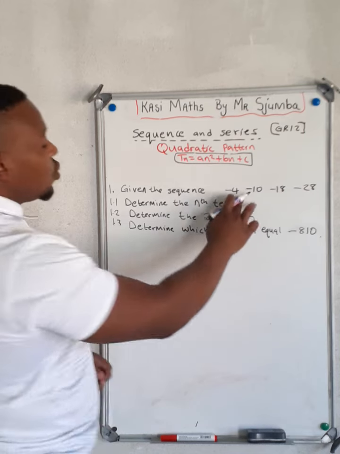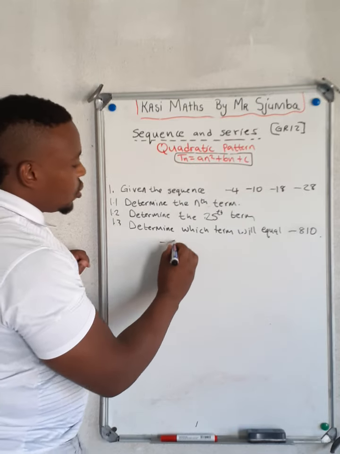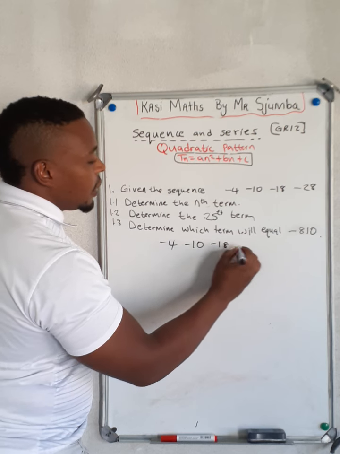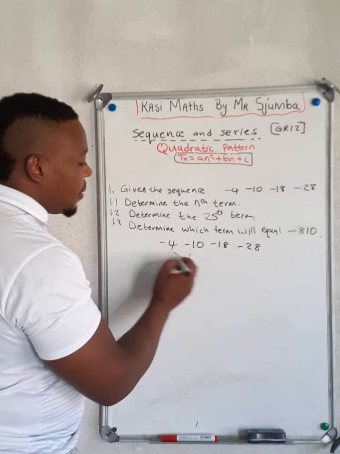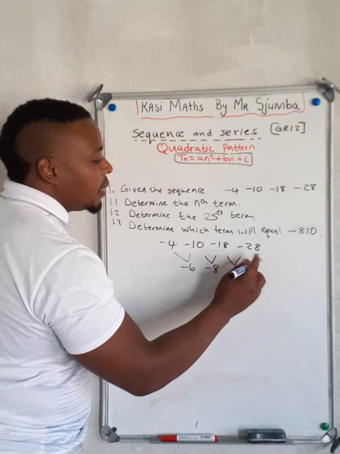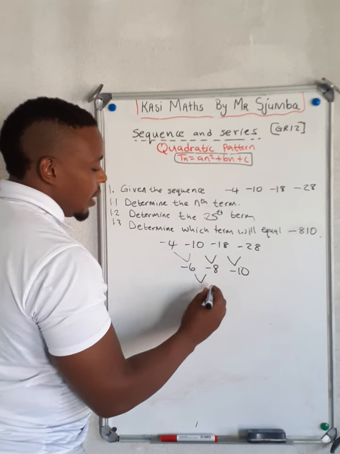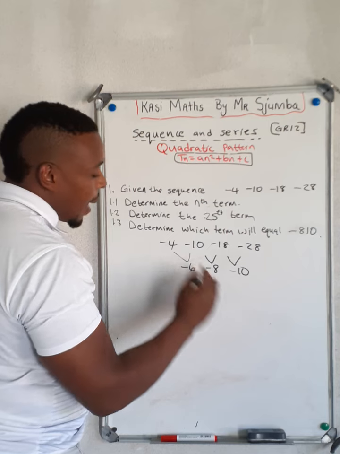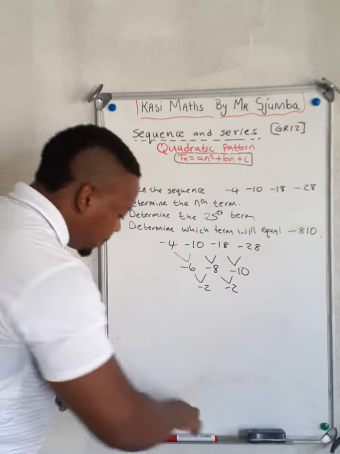This is example number 2, which is minus 4, minus 10, minus 18, minus 28. So first, we're just going to write it down here, and then we find the differences. Minus 10 minus minus 4 is minus 6. Minus 18 minus minus 10 is minus 8. Minus 28 minus minus 18 is minus 10. Then the second difference: minus 8 minus minus 6 is minus 2. It's going to be minus 2.